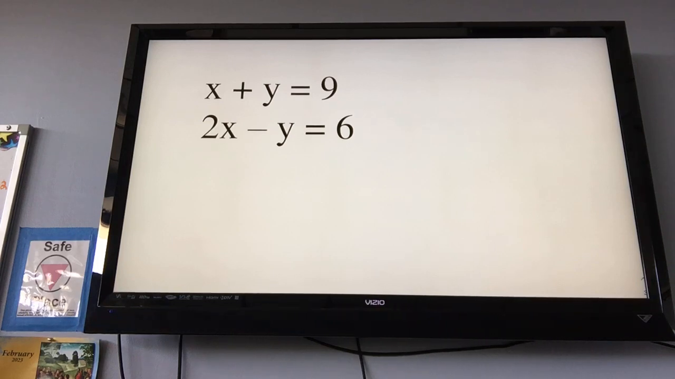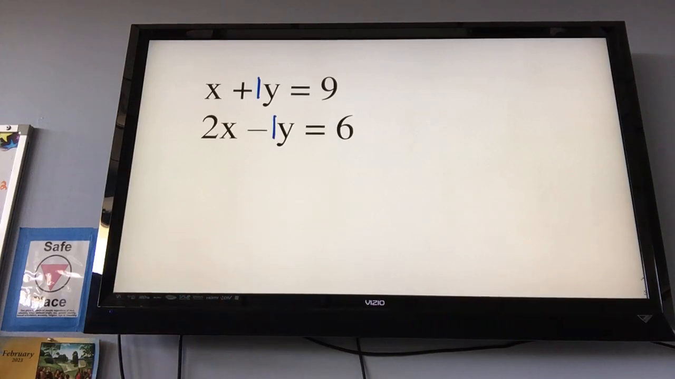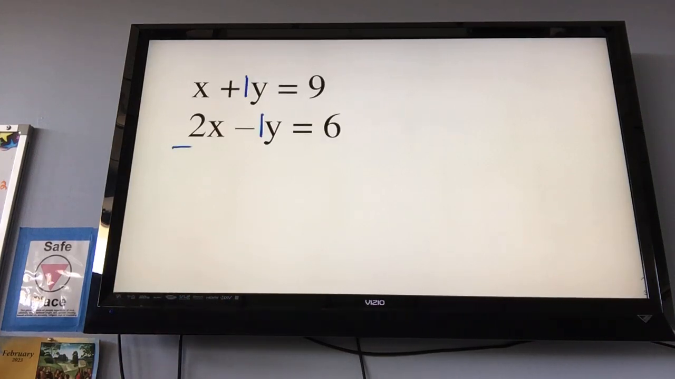What are the coefficients on y? Negative. When there's not a number, it's understood to be a one. What are 1 and negative 1 gonna do? They're gonna cancel out. So I don't have to do anything on this one.